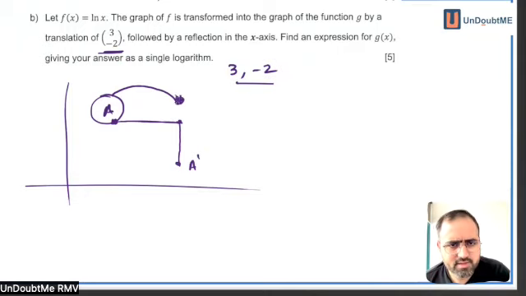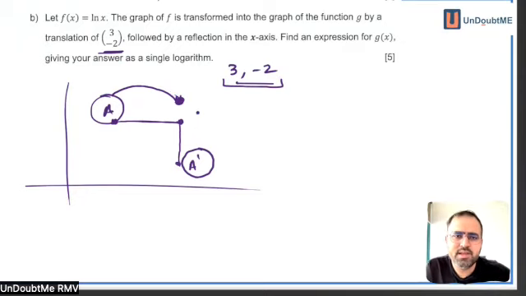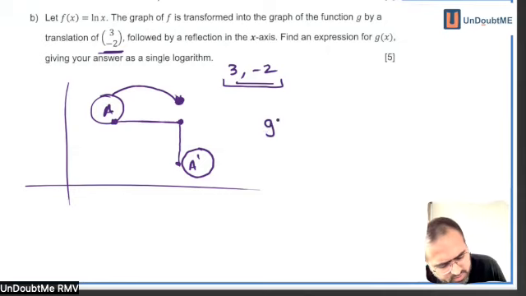This is the position of A when it is shifted only by 3 units, and minus 2 means it should go down by 2 units. So from this position it will go down to A dash. So A dash is the final position of A if it is transformed by 3 comma minus 2. That was a preliminary analysis of the question. Now how to write it for the required question, let us see that.